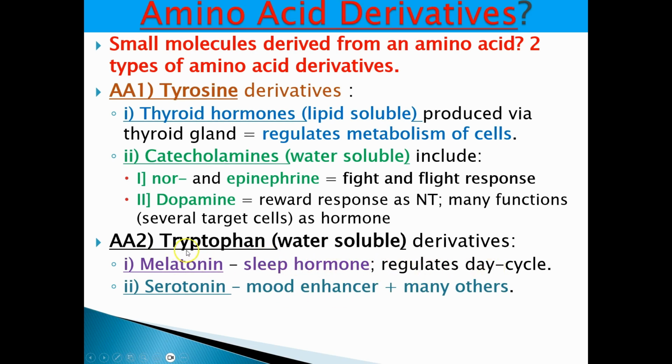You should also associate the tryptophan derivative as serotonin, and note that that's a mood enhancer. It has a lot of other functions, kind of like dopamine being the reward response, serotonin being the mood enhancer. There's a lot more functions behind them. They're some of the main neurotransmitters of the brain, but understand that they also can function as hormones as well.